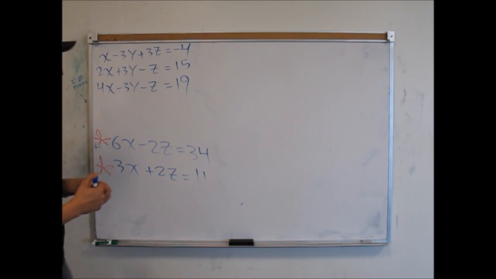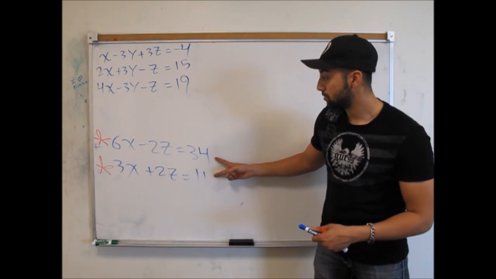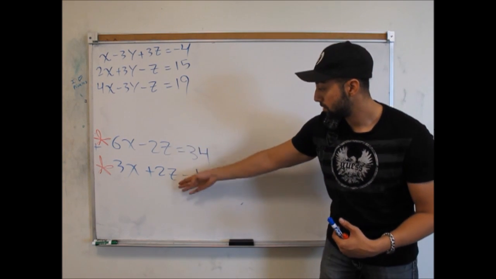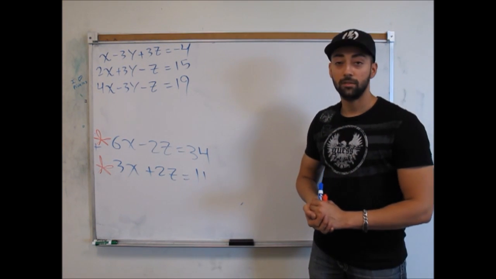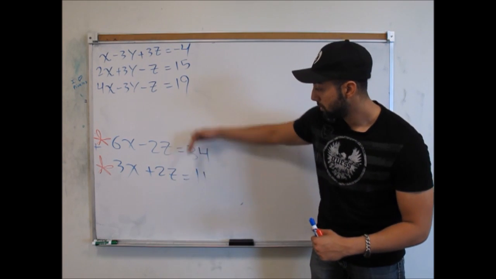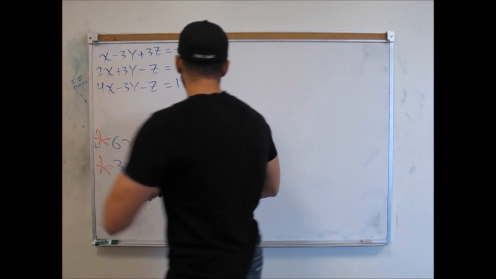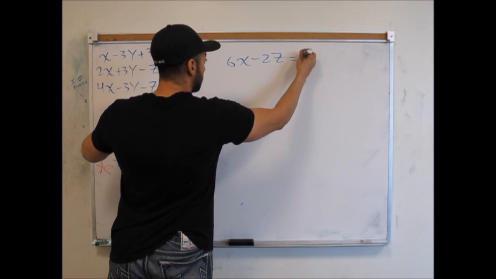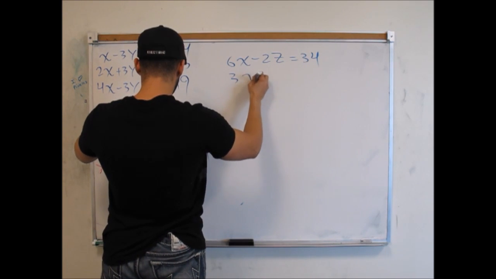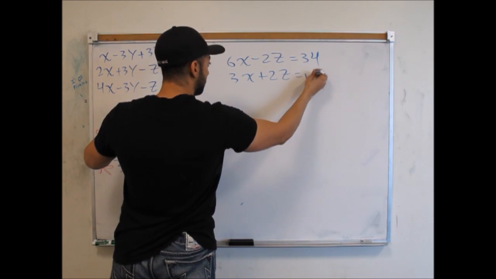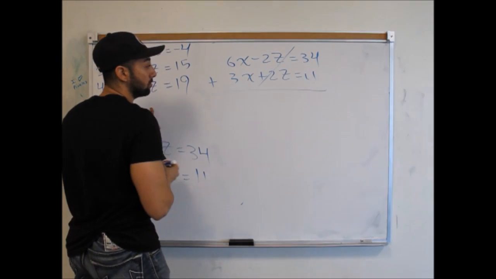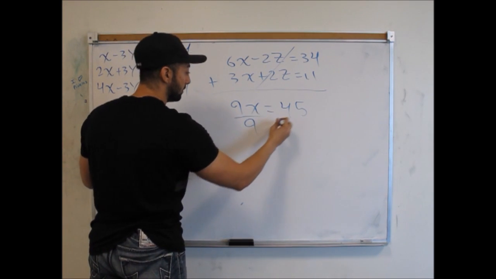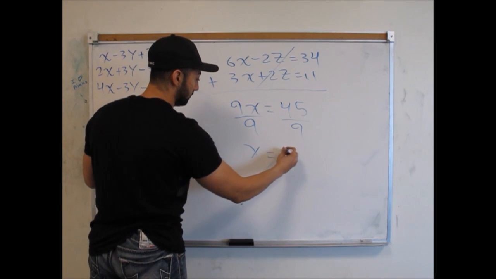Okay, so now it's just back to original elimination, right? With two equations, you could pick any variable you'd like to eliminate. It looks like the two z's are just begging to be eliminated right now because there's no manipulation to do with them. If we just added them, they would slice right off. So we have 6x minus 2z is equal to 34, and then we have 3x plus 2z is equal to 11, and if we add these, notice that the z's already cancel off right away, so we get 9x is equal to 45. Dividing the 9 over, we get that x is equal to 5.